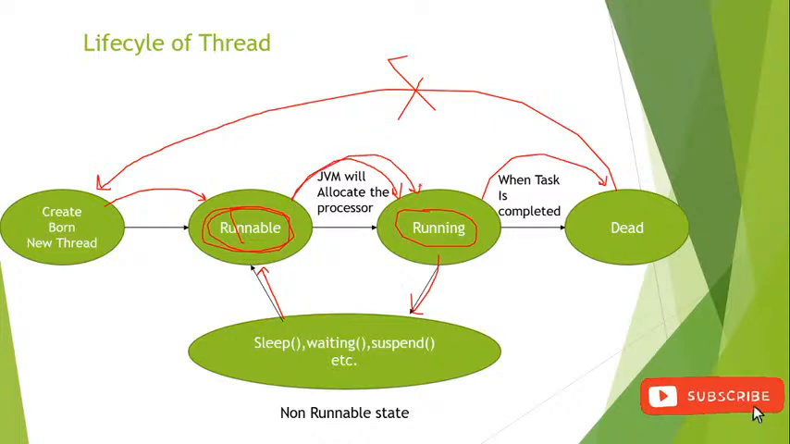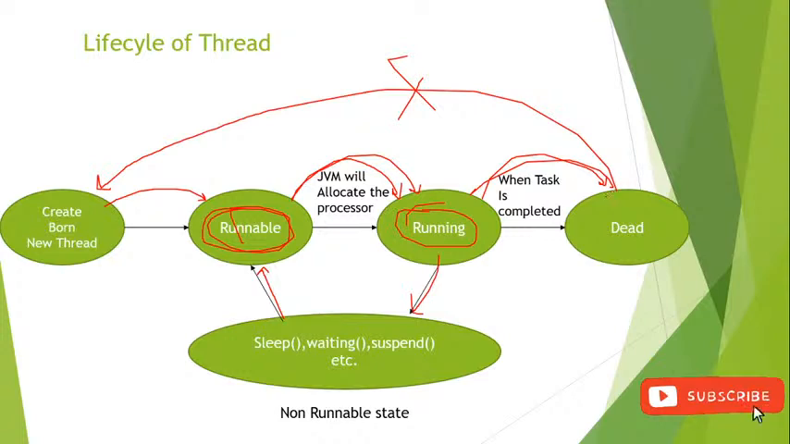Inside the running phase, the thread is executing. In the running phase, the execution of the thread begins. After the thread completes the task, it will come to the dead state. From the dead state, the thread will not be born again. Any thread that is dead will not be born again.